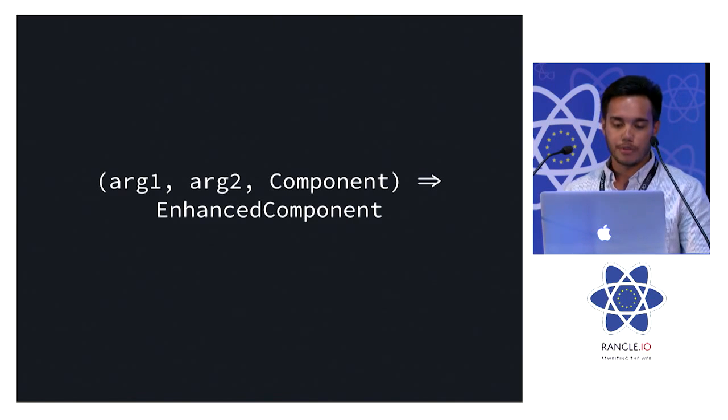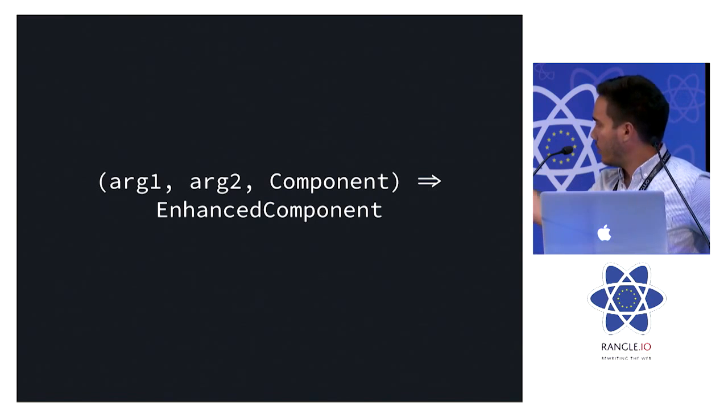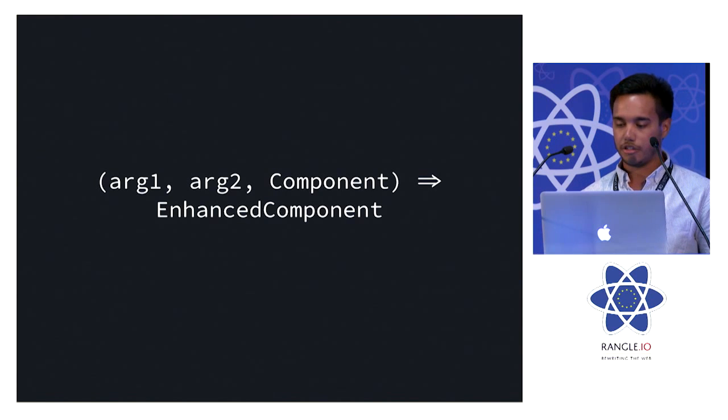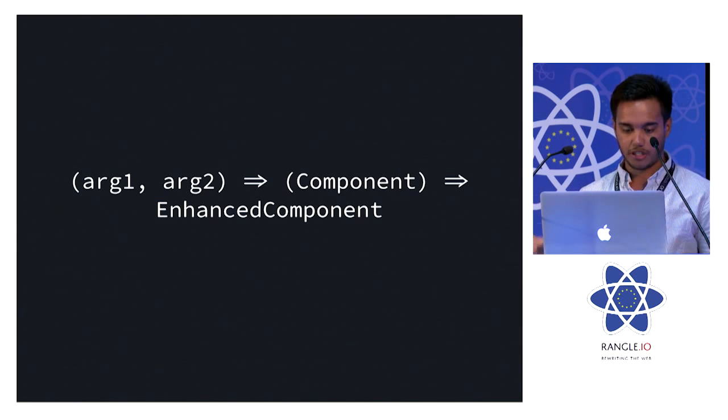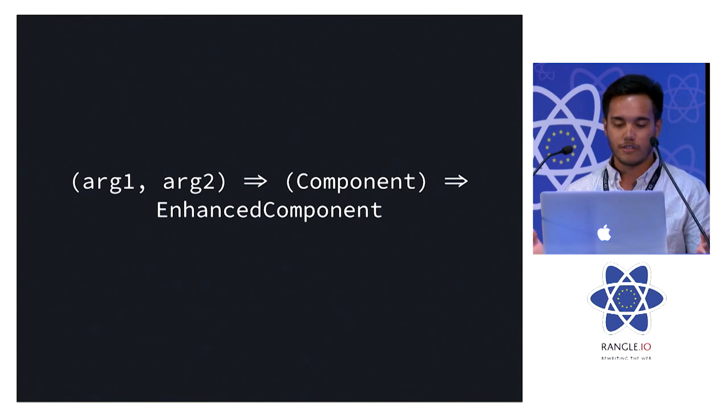They might also accept some additional parameters, so arg1, arg2, but this is still considered an HOC. Or they might use currying, and there's a good reason for this, which we'll see later. But regardless of its exact signature, if you have a function that takes a component and returns a component, then you have a higher order component.